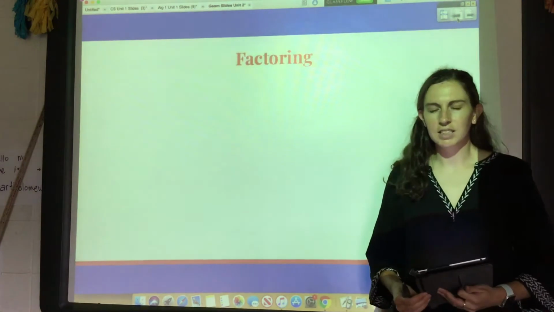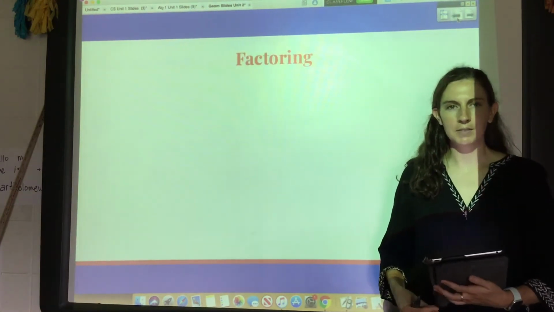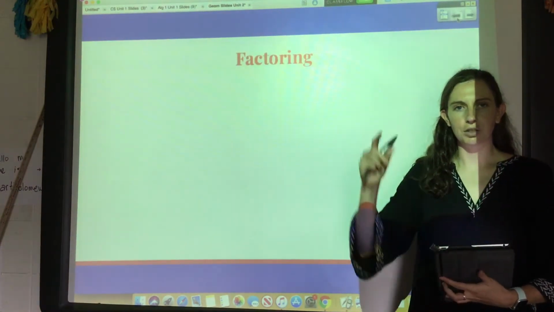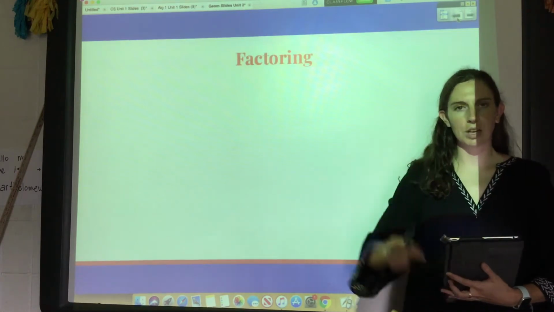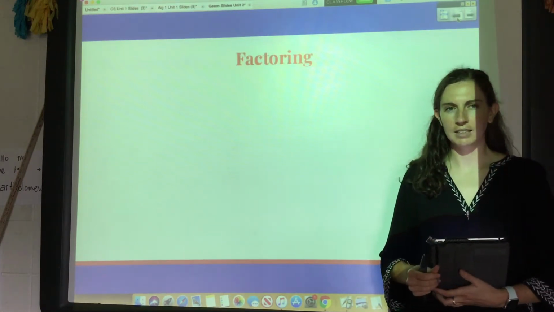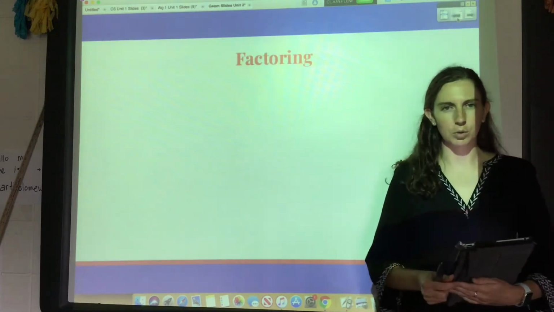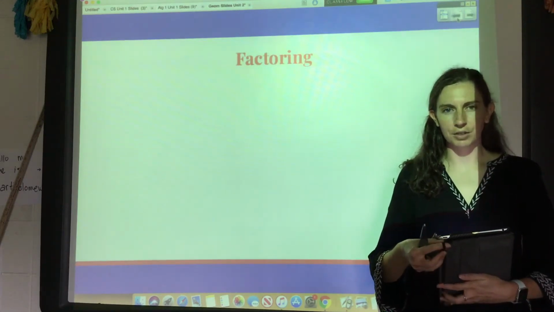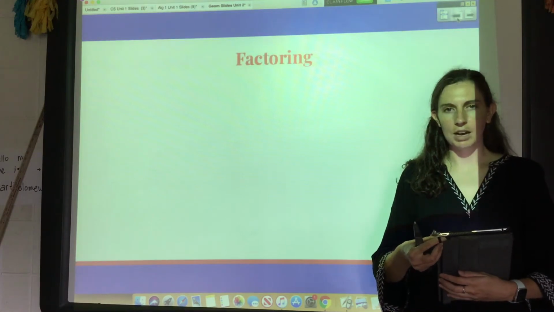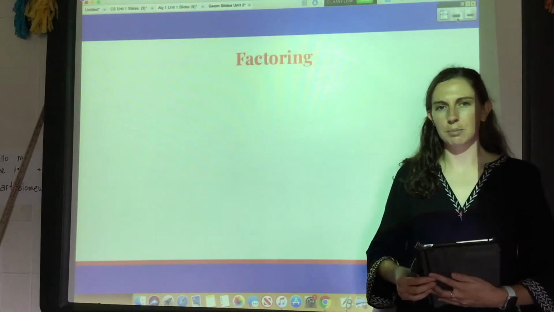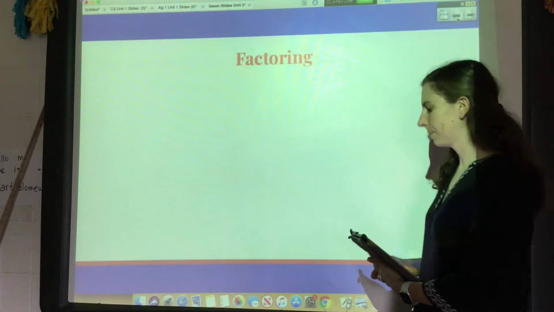All right, so we previously talked about the fundamental theorem of algebra, which says the degree of the polynomial tells you how many roots or solutions it has. And one way you can find those solutions is by factoring. So we're going to go through a factoring review. You've seen this before in Algebra 1, but we're going to come back to it now in Algebra 2.